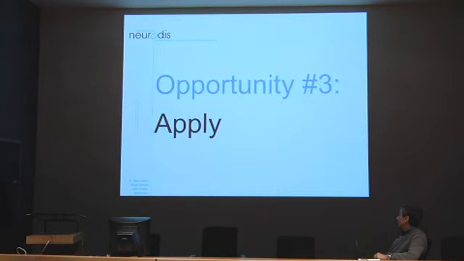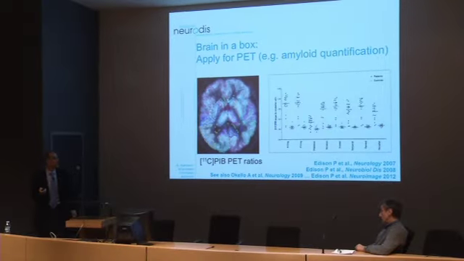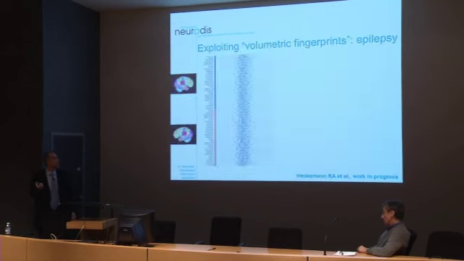The third opportunity is, of course, to not sit on this knowledge, but apply it both in science and in clinical work. I've said at the very beginning that the brain's in a box, so you can use this, for example, for transferring your regions onto a PET scan, and you can see that if you do this for amyloid imaging in Alzheimer's patients, you get a 2.5 times higher value than for controls. 2.5 times is huge. There is no overlap. This is very easy to quantify.